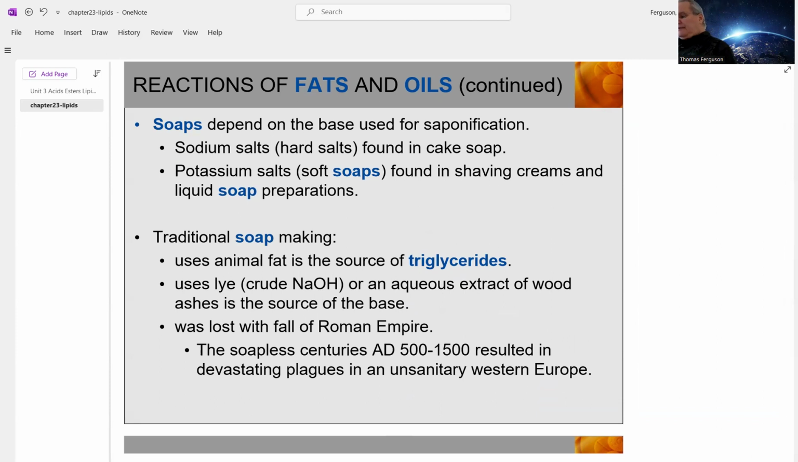Okay, so the base you use to saponify things will vary depending on what kind of base you use, what you end up with, whether it's liquid or solid. So we use sodium hydroxide in our soap lab. So that's why it produced a hard cake soap. If we use potassium hydroxide, we would have gotten a liquid soap, similar to dishwashing soap.